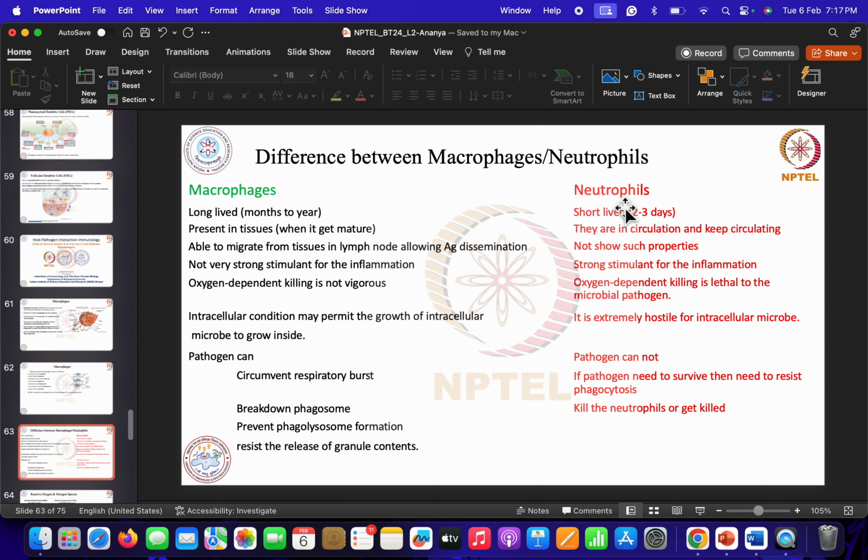And neutrophils are short-lived, they are in circulation and keep circulating, and do not show such properties. They are a strong stimulant for inflammation. Oxygen dependent killing is lethal to microbial pathogens. It is extremely hostile for intracellular microbes. If a pathogen needs to survive, it needs to resist phagocytosis. Pathogens cannot circumvent the respiratory burst; they either kill the neutrophils or get killed.